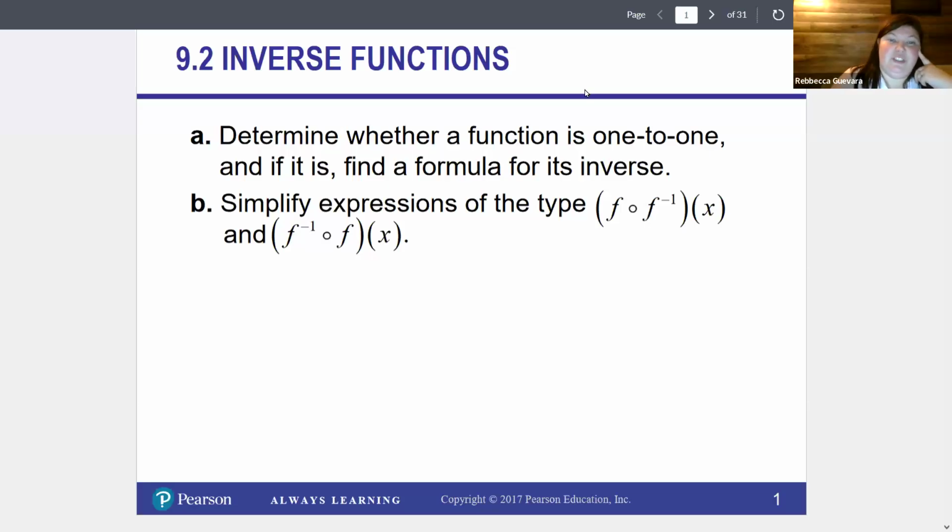So, inverse functions. There are two parts to this. First, we're going to determine whether a function is one-to-one, and if it is, how do we find its inverse? And then secondly, we're going to simplify expressions of the type f composed with f inverse. This f minus 1 is the inverse of f, and the inverse of f composed with f.